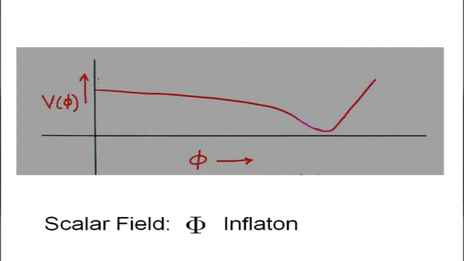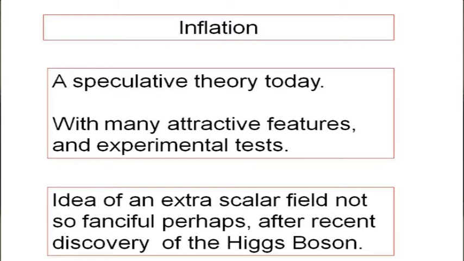And this scalar field, this degree of freedom, which has this potential, is called the inflaton. Now, all of this might seem very fanciful to you, and it is speculative, but it has experimental tests I'll come to. But the idea that you have these kinds of scalar fields is not so fanciful now, especially after the discovery of the Higgs boson last year. It's a great discovery. And the Higgs boson is exactly this kind of a scalar field. Maybe we needed an extra scalar field called the inflaton, but it's a similar beast. And so we have more confidence in this kind of speculation after this remarkable discovery.